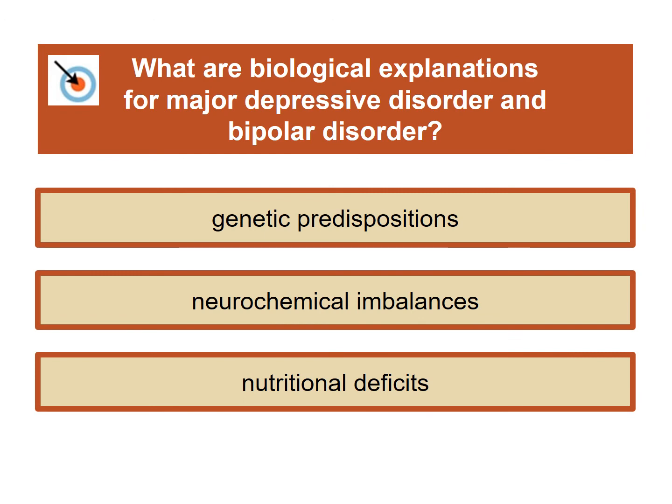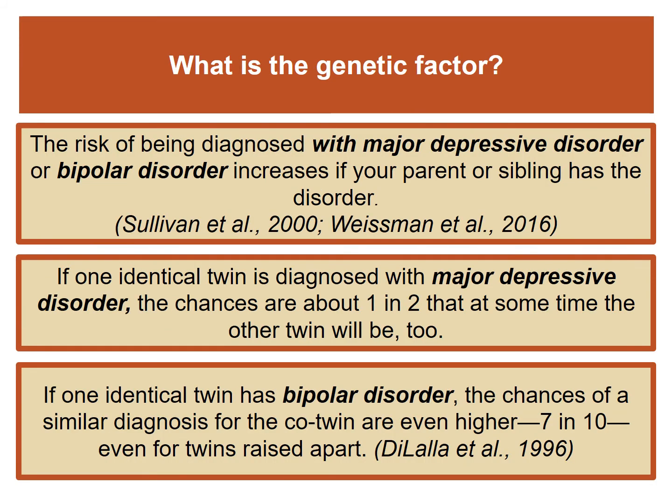What are biological explanations for major depressive disorder and bipolar disorder? Genetic predispositions, neurochemical imbalances, nutritional deficits. What is the genetic factor? The risk of being diagnosed with major depressive disorder or bipolar disorder increases if your parent or sibling has the disorder. If one identical twin is diagnosed with major depressive disorder, the chances are about 1 in 2 that at some time the other twin will be too.